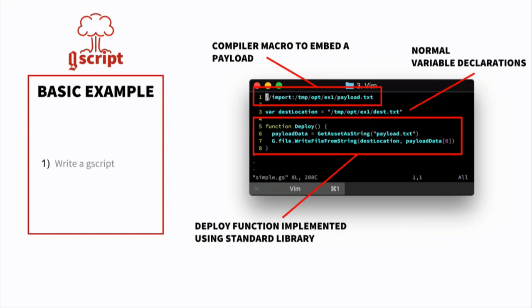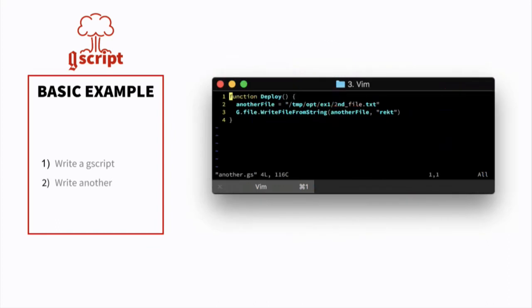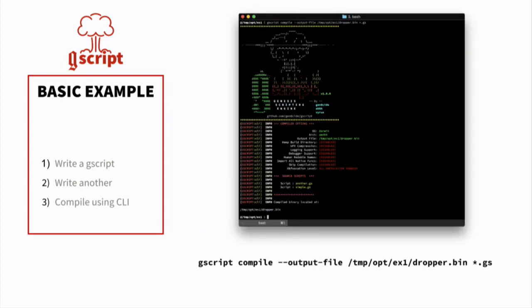So very quick, very easy GScript that anybody can write. But hey, this is not just for one script, this can be for multiple things, right? So let's write another one. What's this one doing? It's simply writing a file, second_file.txt, with the string rect. So what do we do now? Step 3, just use the compiler, one command, gscript compile with an output file, star.gs. GS is our file extension for GScript.